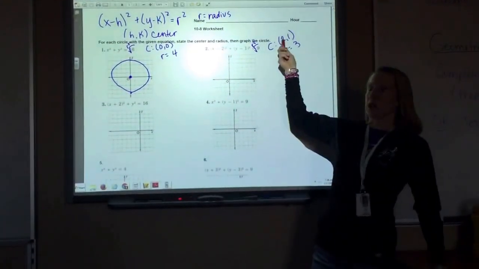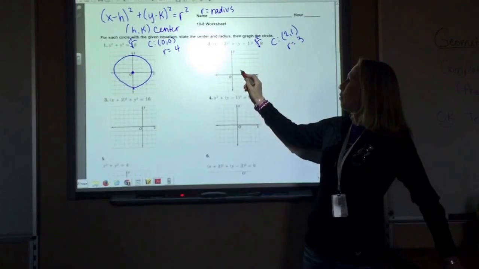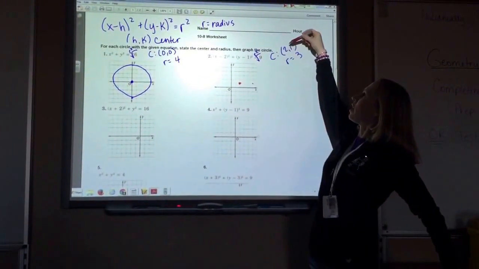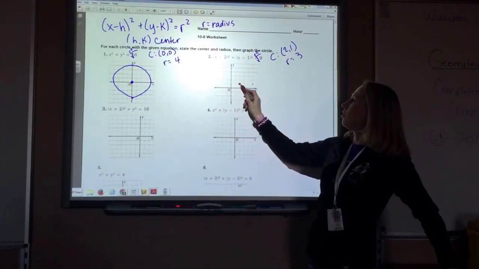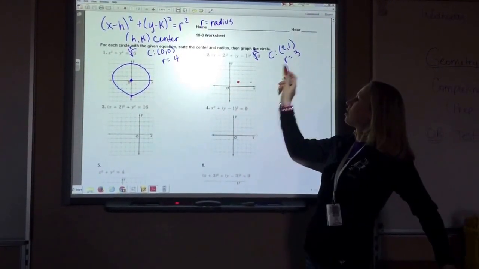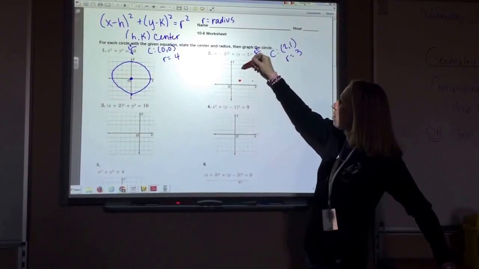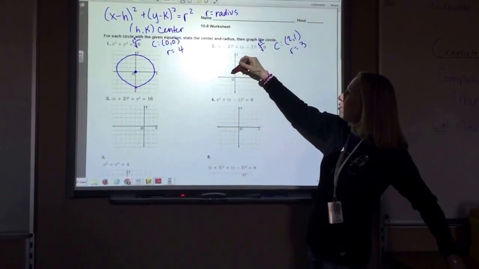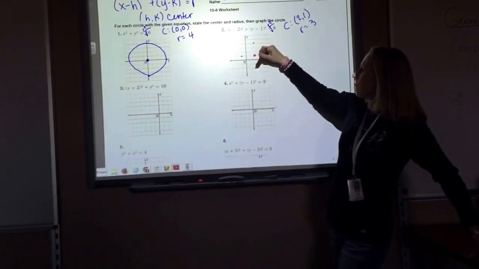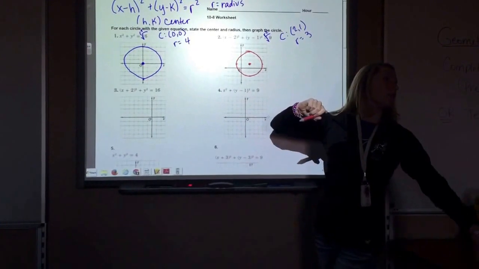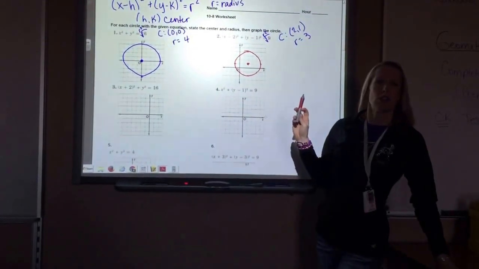So first graph your center point. You go to the right 2, up 1. Again, the center is at 2, 1, so right 2, up 1. Radius is 3. So I go to the right 1, 2, 3, up 1, 2, 3, left 1, 2, 3, and down 1, 2, 3. And then connect, and it makes a circle.